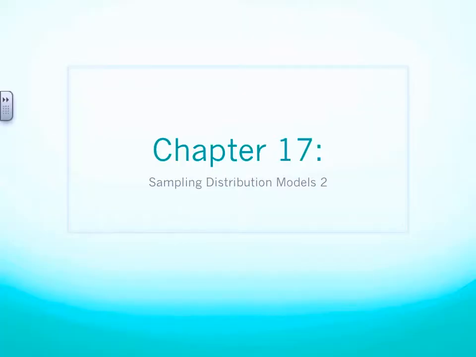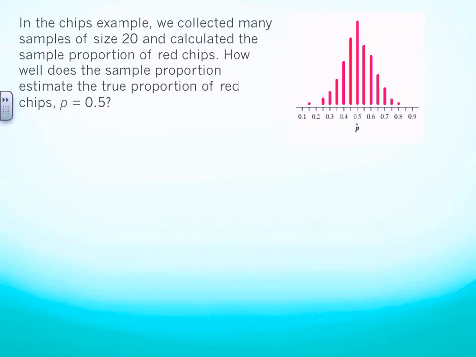Okay, next video on sampling distribution. So now we're going to focus in on specific estimators. Our first statistic that we'll be talking about are our proportions. So in the chips example, we collected many samples of size 20 and calculated the sample proportion of red chips. How well does the sample proportion estimate the true proportion of red chips?